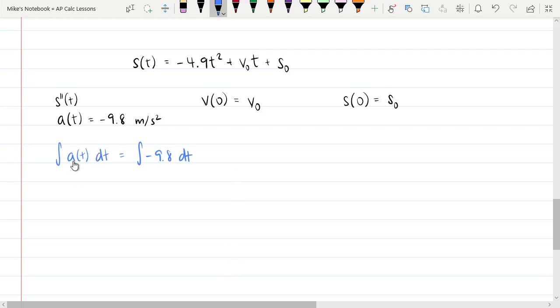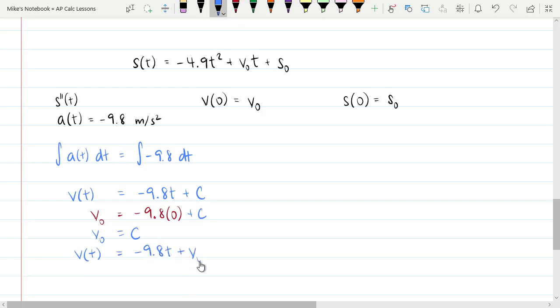And so now the antiderivative of a of t, remember, gives me v of t, its velocity. And then this is now going to be negative 9.8 t plus some constant c. But now remember, we know that when the time is 0, the initial velocity is v sub 0. So that's why we get that the constant is just v sub 0. And so our velocity function now becomes negative 9.8 t plus v sub 0.